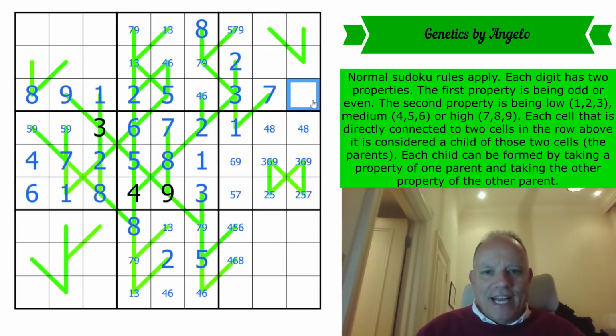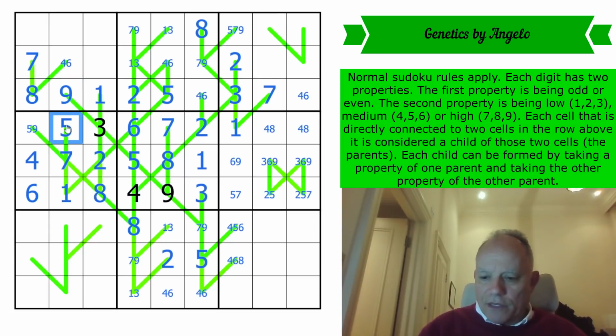That's a bizarre 8. Now, what is 8 the child of? A high digit, which is going to have to be a 7 in this box. I can place it, and an even digit, which is now 4 or 6. The 9 has sorted out this 5, 9 pair.